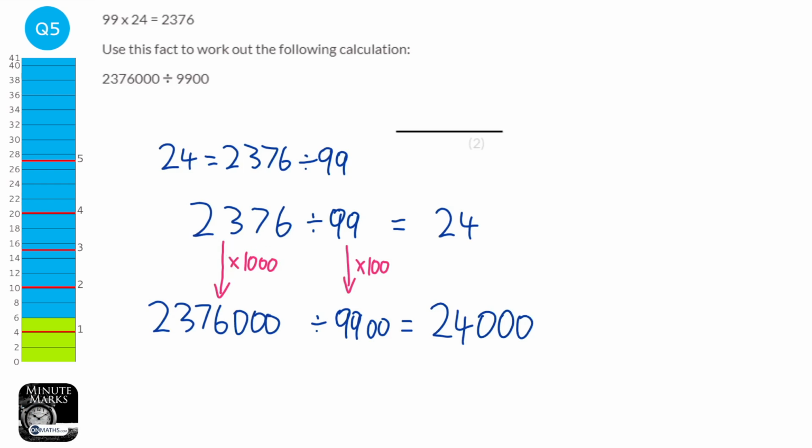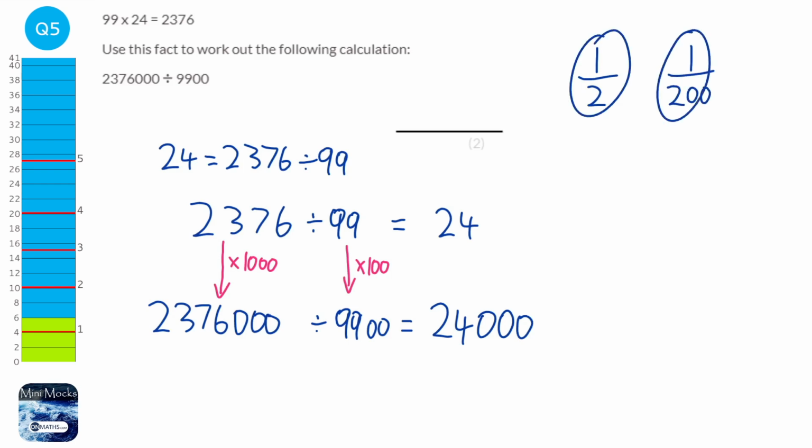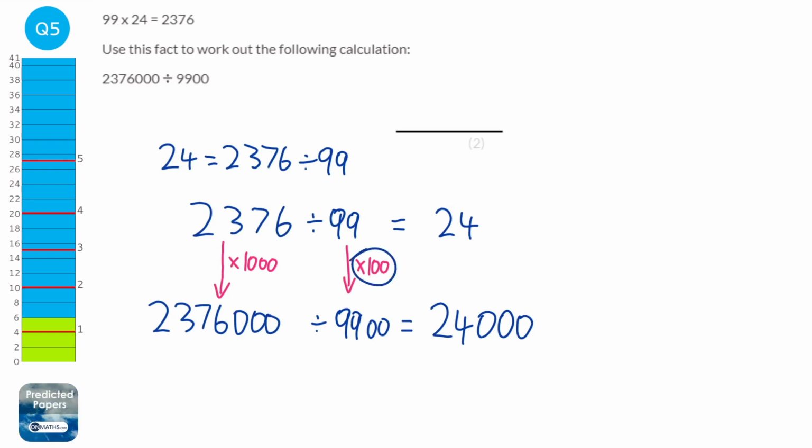But what effect will multiplying the denominator by 100 have on our answer? Okay, so if you think about a half, if we times the bottom by 100, it becomes 1 over 200. Now, what is 1 over 200 compared to 1/2? Well, it's 100 times smaller. So when you're doing stuff to the denominator, you're actually making it smaller. So this times 100 is making our answer 100 times smaller. So we just knock off 2 of the zeros. We divide it by 100. So our answer will be 240.